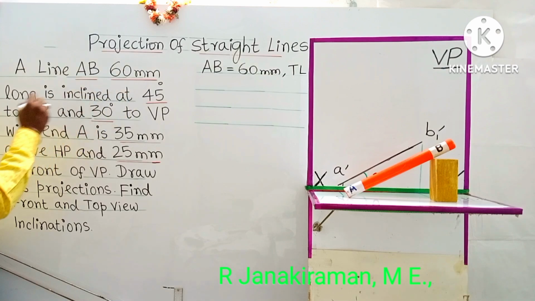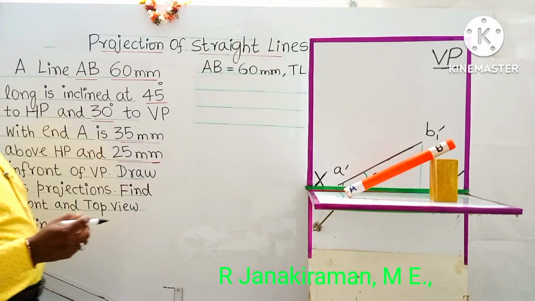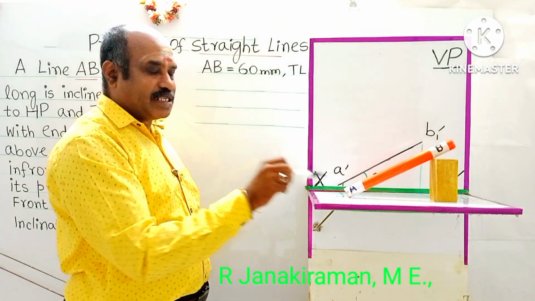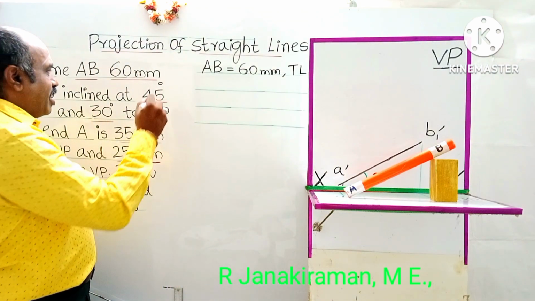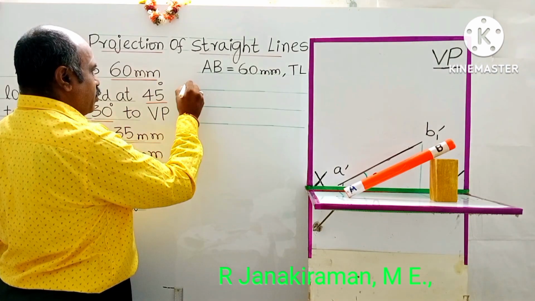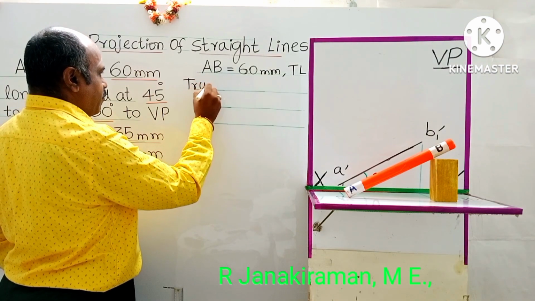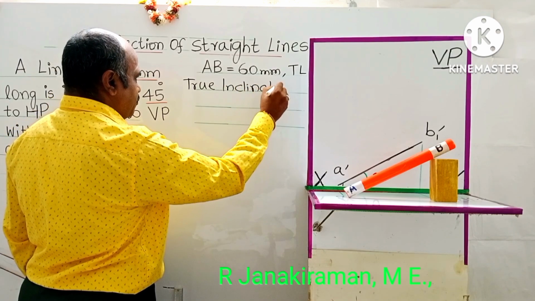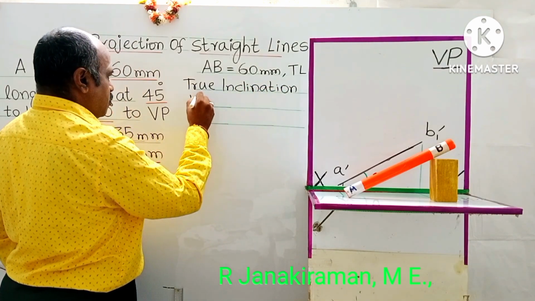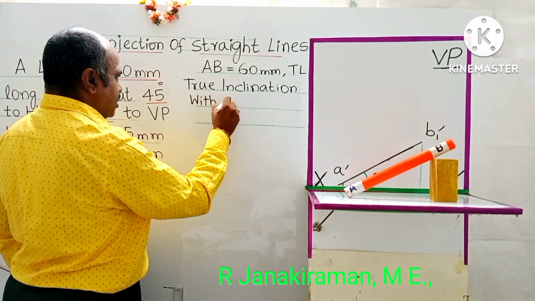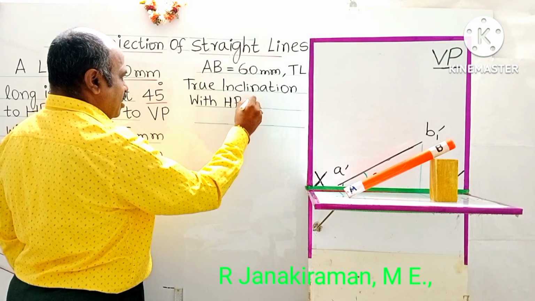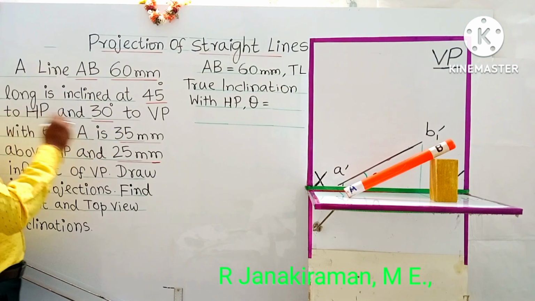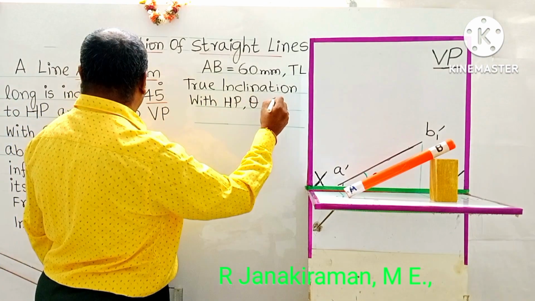The line is inclined at 45 degrees to HP. This is the angle inclined to HP. Angle inclined to HP will always come above the XY line. The angle inclined to HP is called the true inclination with HP, and it is denoted by the term theta. Theta is given as 45 degrees.